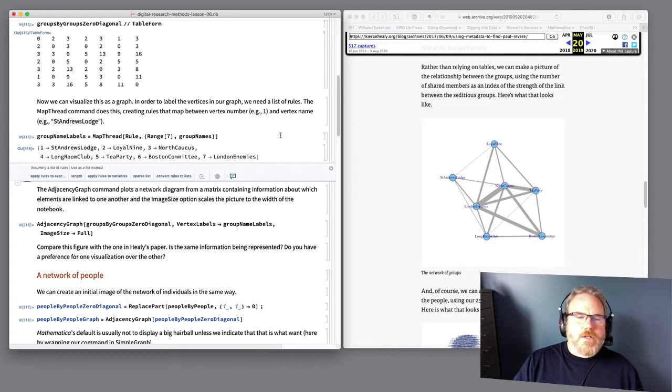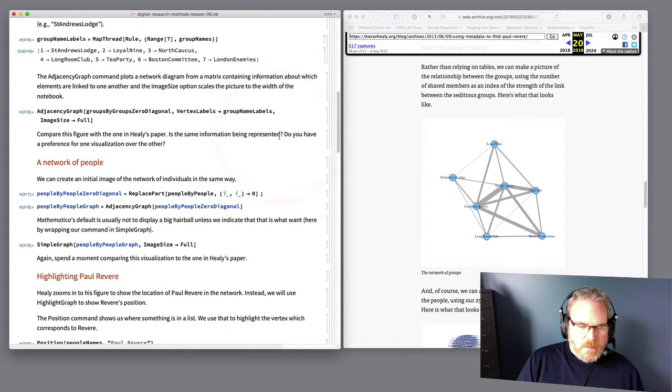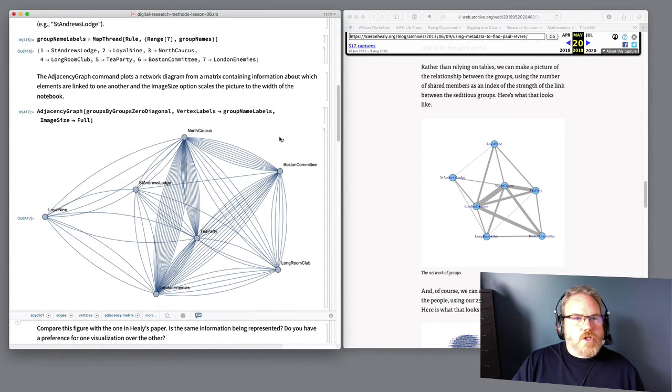When we have information in this form, we can use the adjacency graph command, like this, to show us information about which elements are linked to one another. And here I'm also using the image size option for this command so that it fits the full width of my notebook. Now we're comparing this figure here with the figure that Healy draws in his blog post.